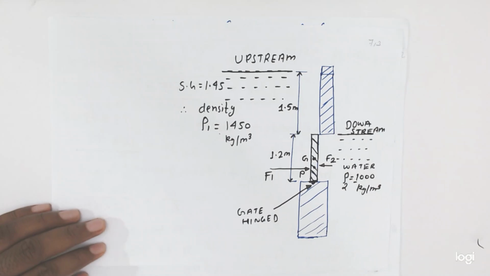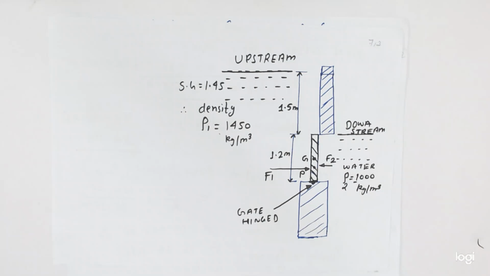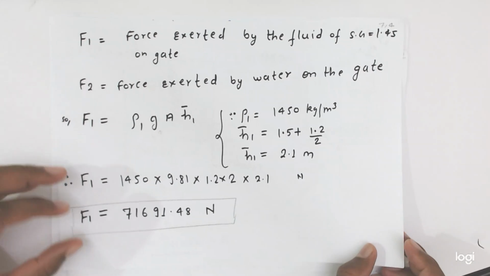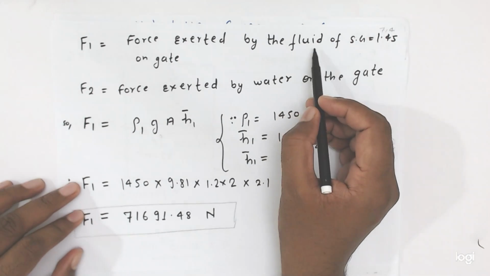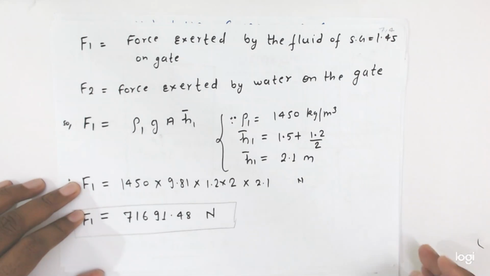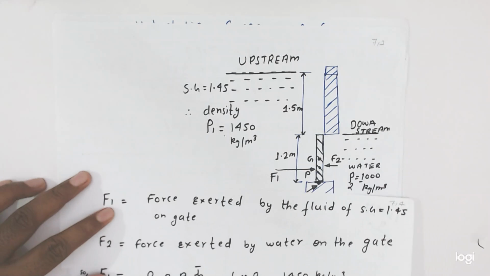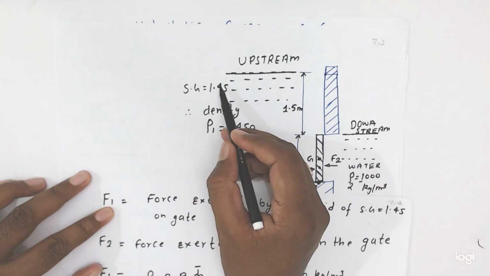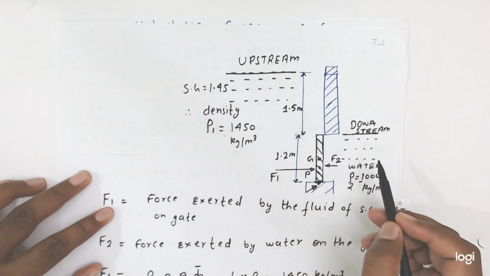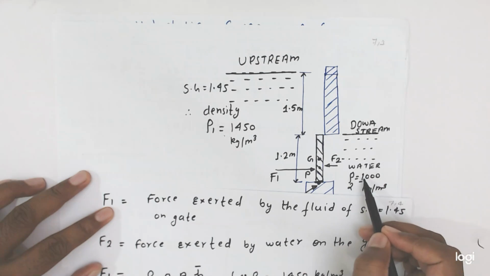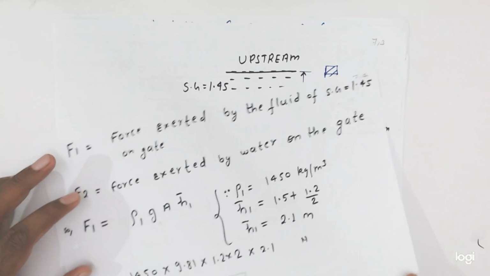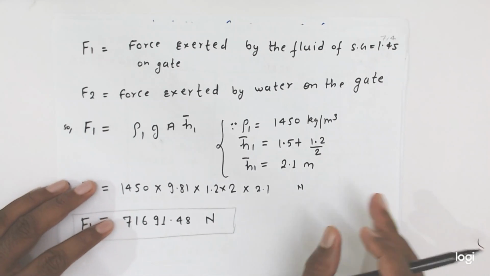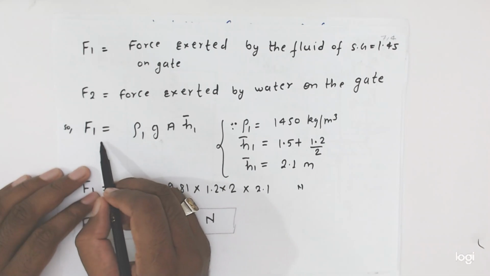Okay friends, now you see here, F1 is the force by the liquid of a specific gravity on the gate. So F1 is the force which is working by specific gravity 1.45 and F2 is the force which is working by this water.